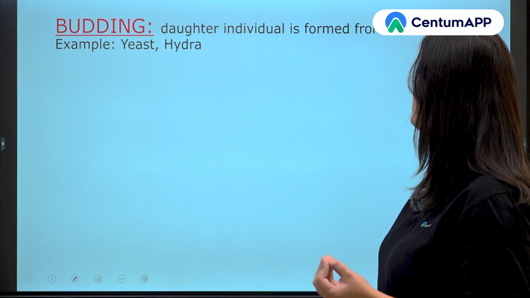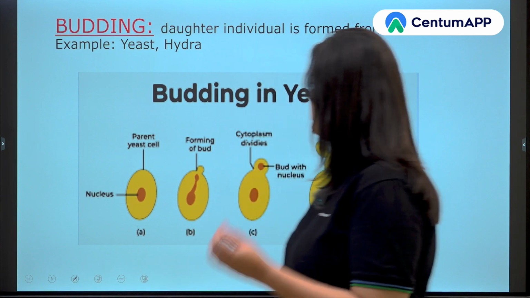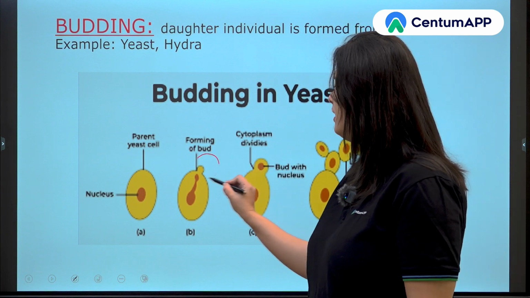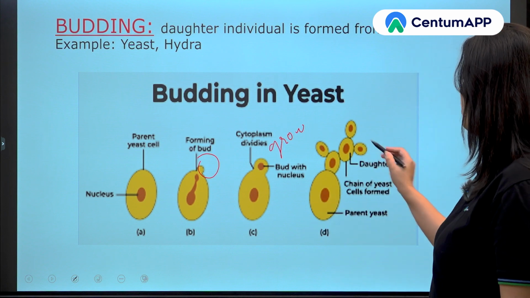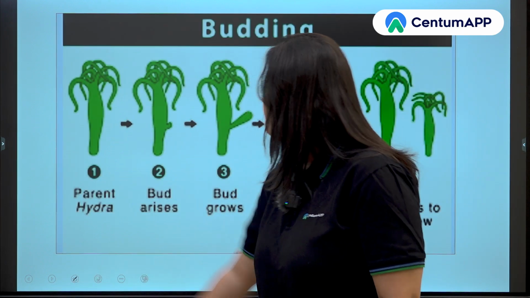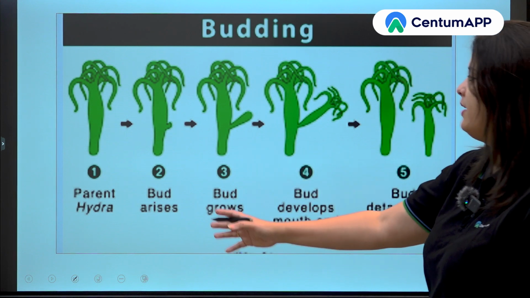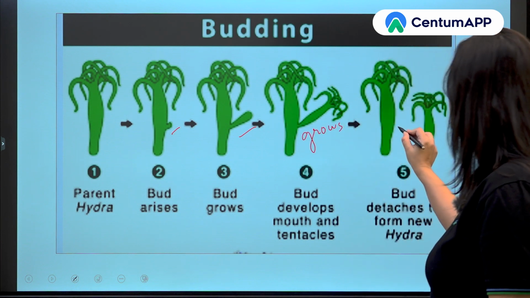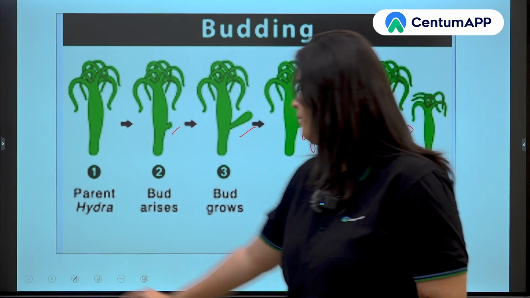Budding: a daughter individual is formed from a bud. Examples of budding are yeast and hydra. In yeast, you have the parent cell with the nucleus, then a small bud is formed. This bud grows bigger, and finally it is cut off from the parent. In hydra, a node arises on the parent and grows. Once it is fully grown, it detaches and forms a new hydra, which again reproduces.